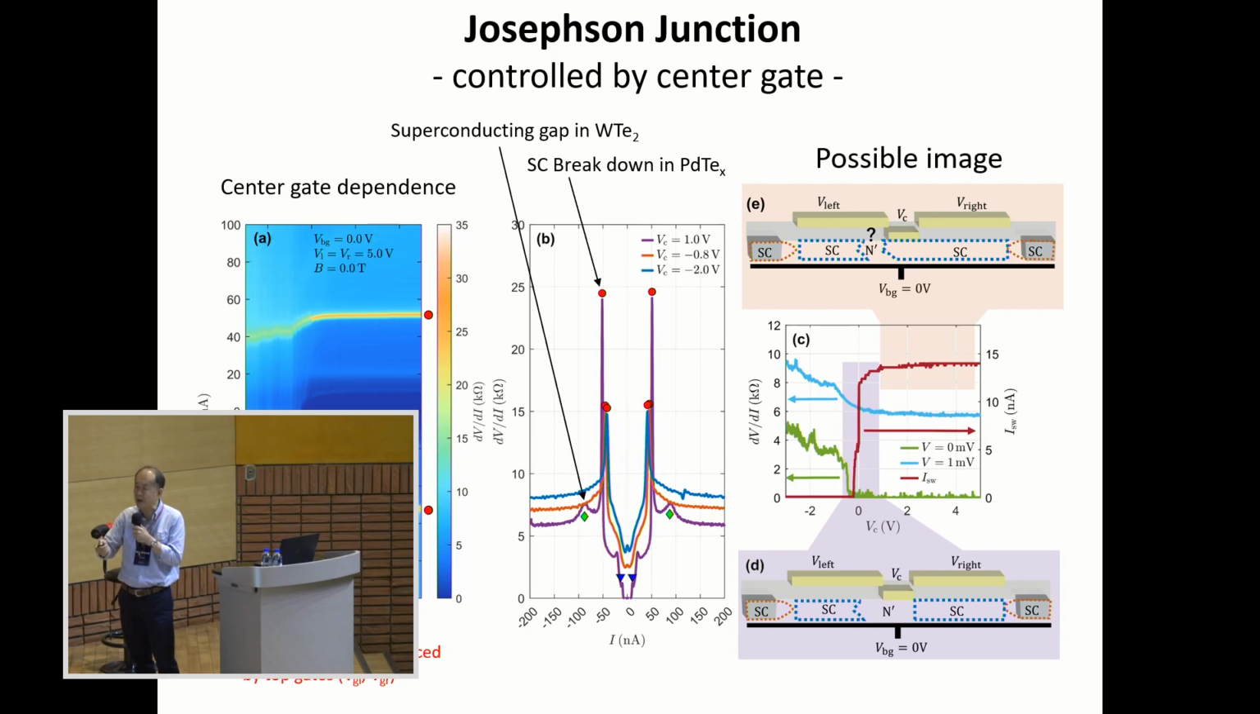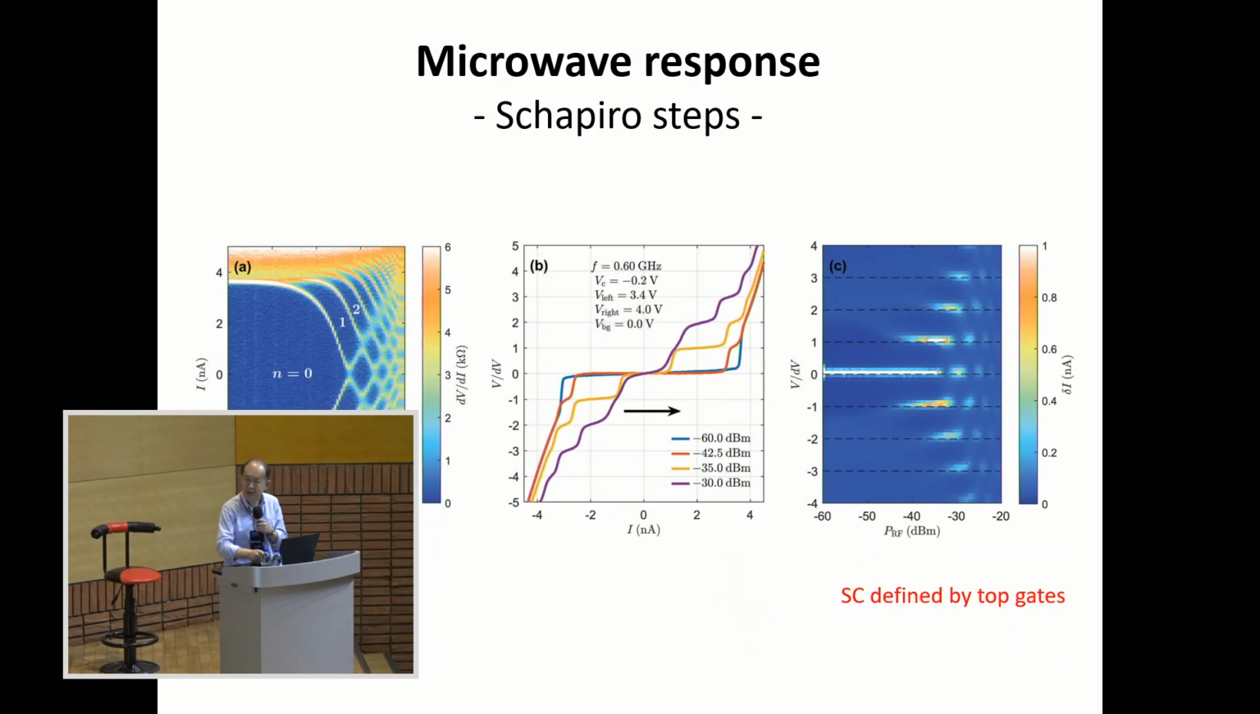But here, when the center gate voltage is large, the Josephson supercurrent is saturated, which means now the junction is not affected by the gate voltage. Okay, so yeah, I don't have time.